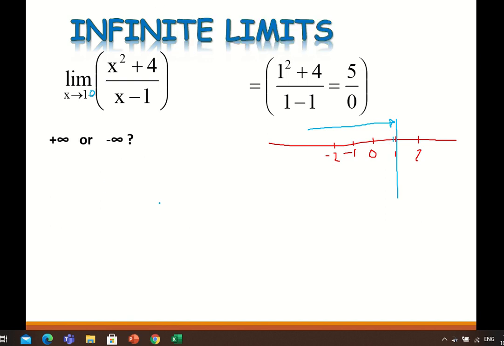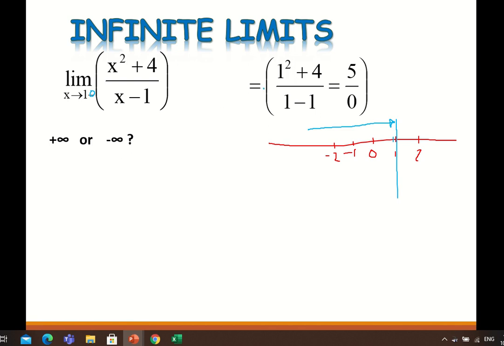Now, is the limit positive infinity or negative infinity? With that illustration, we know that x will take negative numbers and also positive numbers. For example, when x equal to minus 2, minus 2 minus 1 is minus 3. The numerator is positive, because when you square negative 2, that becomes positive. The denominator is negative. So the quotient is negative.